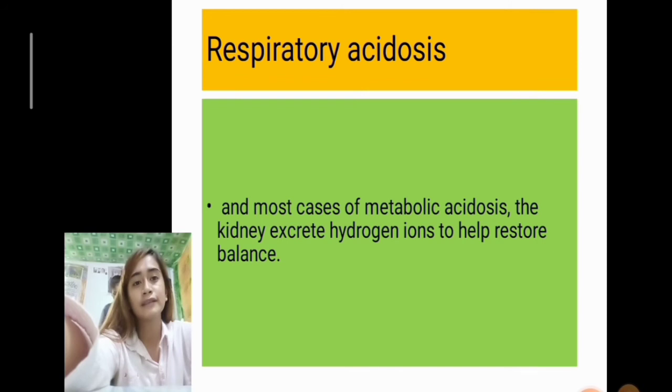In most cases of metabolic acidosis, the kidney increases the excretion of hydrogen ions to help restore balance. In respiratory acidosis, the condition occurs when the lungs cannot remove all of the carbon dioxide. The body produces this, causing the fluids, especially the blood, to become too acidic.